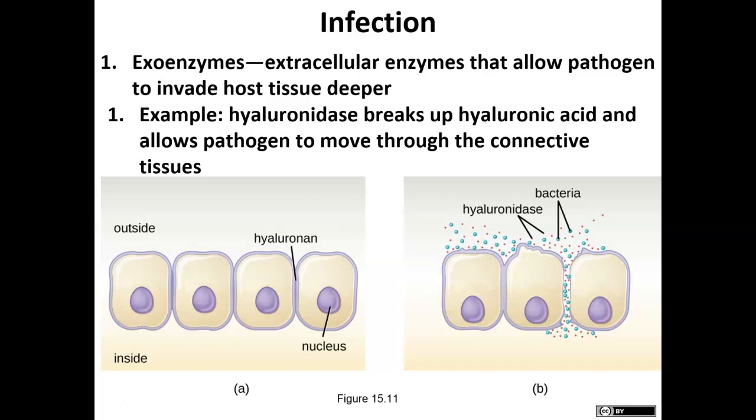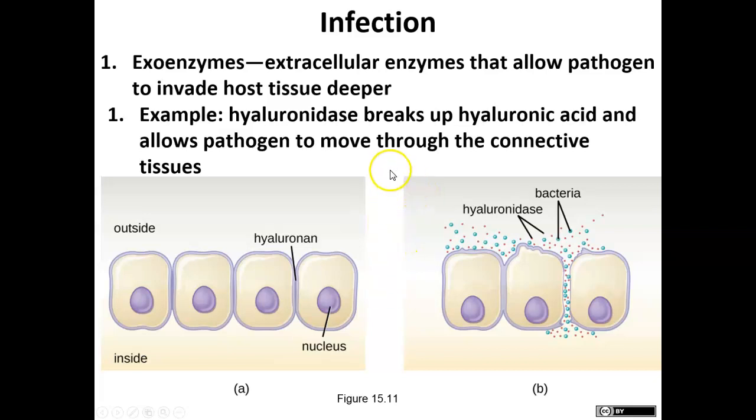Examples of connective tissue: blood is a connective tissue, bone is connective tissue, tendons are connective tissue, cartilage is connective tissue. So we have a lot of connective tissue in our body, and if we have pathogens getting into our connective tissues, that's going to cause a lot of problems to our body.